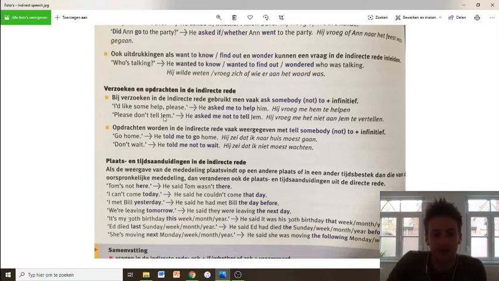Okay, please don't tell Jem. This is also right, and he asked me not to tell Jem. Good. The same goes for the imperative, right? Go home, don't wait. This becomes he told me to go home, and he told me not to wait. Okay, then the second important thing is here, talking about place and time in indirect speech, right?